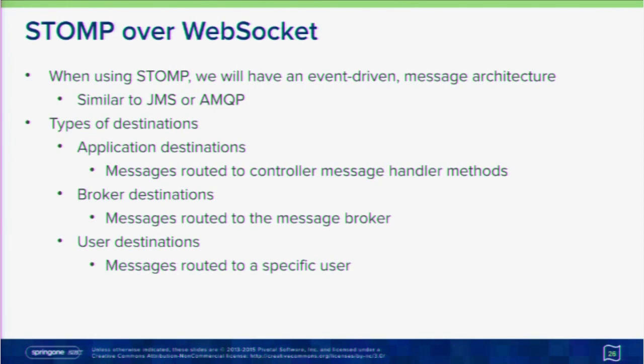And then we have the user destinations. User destinations are basically the ones targeted to a specific user. In the previous examples, the broker destinations are more like broadcast destinations, where we send the message to everyone who is connected. In the user destinations, you can target a specific user. So the client side will decide the destination, and depending on the prefix of that destination, we're going to send to the broker, send to the user, or send to the application itself.